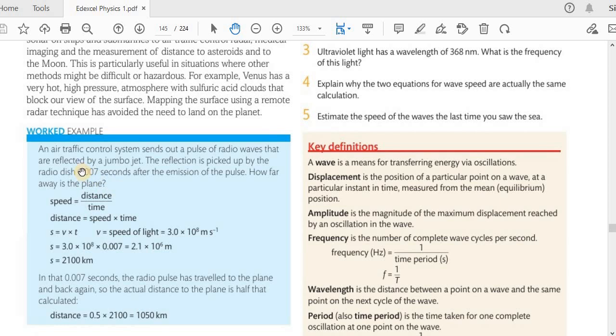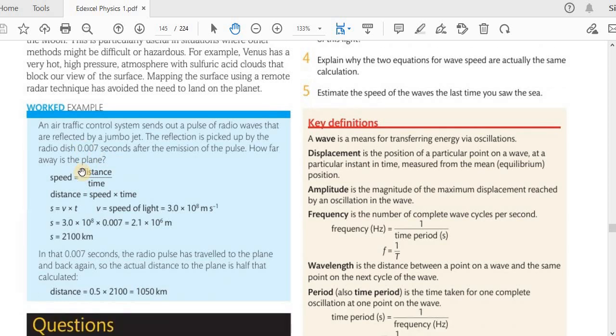Now here is an example. An air traffic control system sends out a pulse of radio waves that are reflected by a jumbo jet. The reflection is picked up by the radio dish 0.007 seconds after the emission of the pulse. How far away is the plane? So, very simple. We can use this equation. The distance is speed times time. Speed of light, because this is an electromagnetic wave. A radio wave is an electromagnetic wave. All electromagnetic waves travel at the speed of light, which is approximately 3 × 10^8 m/s in air and also in vacuum.